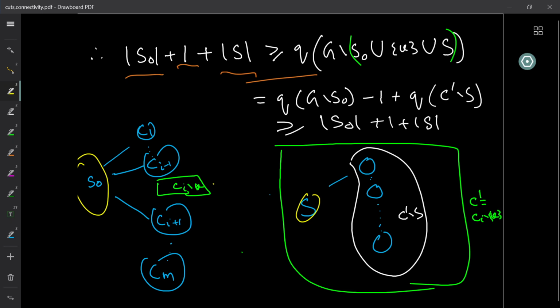And after removing this, the graph has exactly this many odd components. Which means that we could add to S0 some other vertices, a non-empty set of vertices, for example, 1 plus cardinality of S, whatever it is, and still have the equality, which contradicts the assumption that S0 was maximal. Therefore, the assumption that we made that there is no perfect matching for C minus V is wrong. And for each of the odd components, you can remove any single vertex and the remaining graph must have a perfect matching.